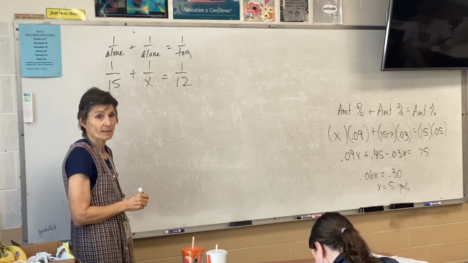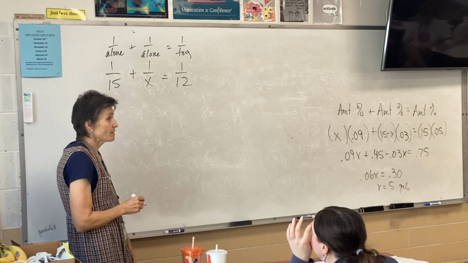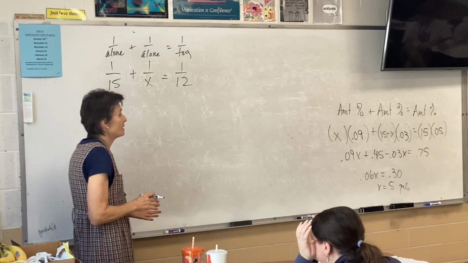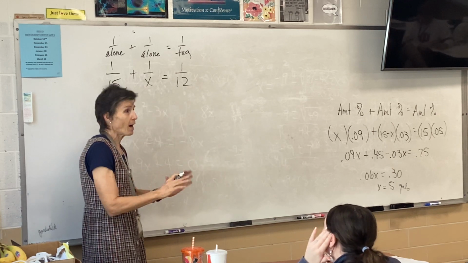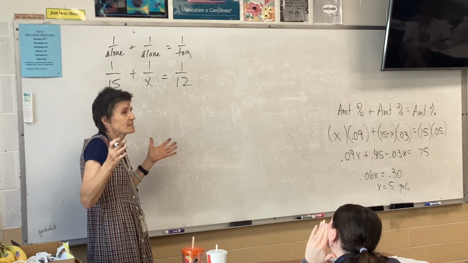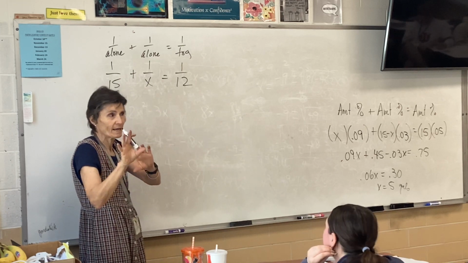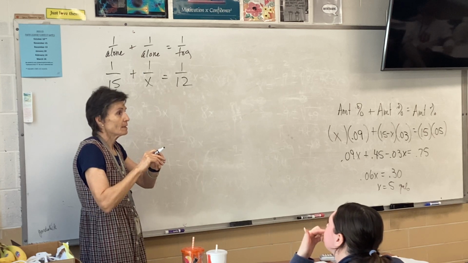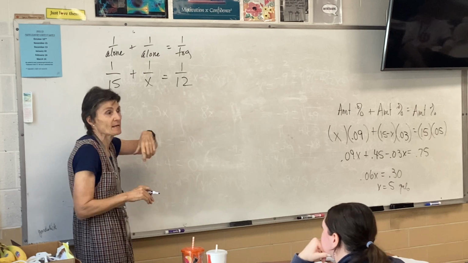We need a common denominator, right? I think it's just easiest to use 15, 12, and x. There are smaller options, but then I gotta figure out what they are. I'd rather just use 15, 12, and x. If you wanna use a different option, there's no problem with that. We're gonna get the same answer.